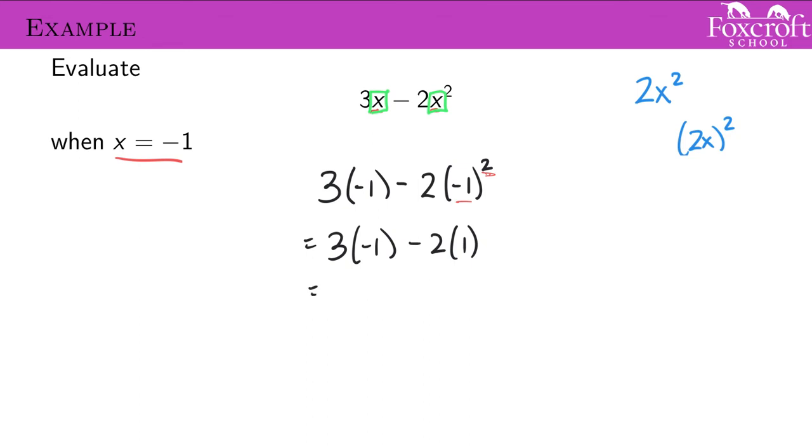Now I do my multiplications, and then I can do the subtraction. -3 minus 2 is -5. This is something we'll have to do a lot throughout the whole year, and especially in this unit. We have an expression, and then we replace the variables, most likely an x, with some number, and we want to simplify.